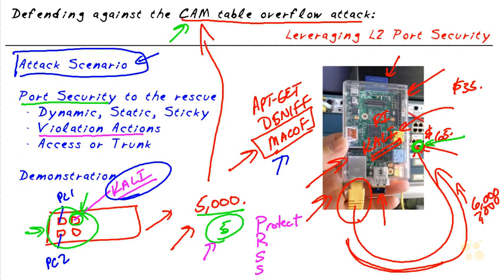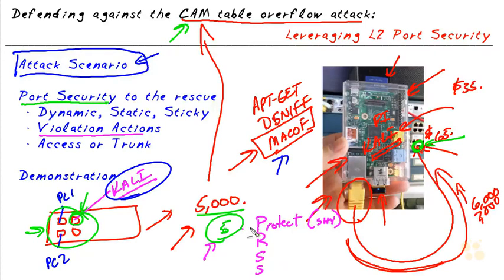Now, the problem about the option of protect is that it's a little bit shy. Now, when we think about shy, what does that mean? Well, in the case of protect, it means it doesn't want to tell anybody there's a problem. There's no syslog message, there's no SNMP, there's no alerts. It just kind of sits there and does its job, but doesn't let anybody know.